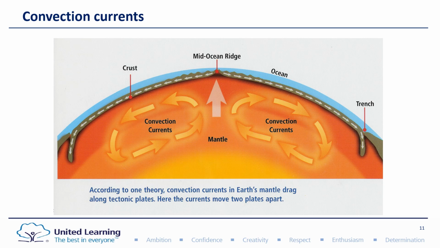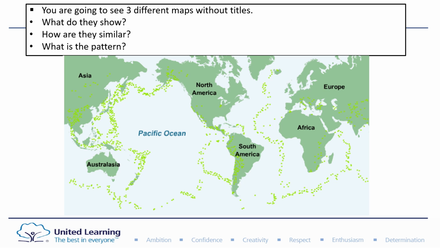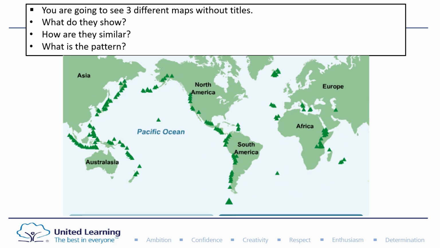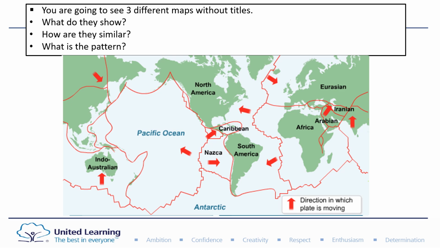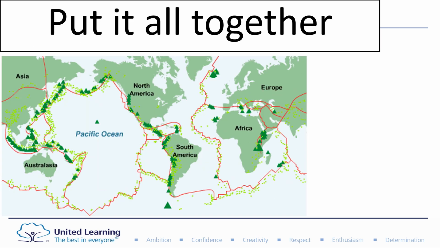Okay, let's have a quick look at a world map. Here's a world map. I'm going to show you 3 images. This world map shows green dots. The green dots represent earthquakes. Here's another world map. These green triangles represent volcanoes. And here's the next world map, which shows tectonic plate boundaries, so where 2 tectonic plates meet. And when we put it all together, we can see this, that the earthquakes and the volcanoes happen along plate margins.